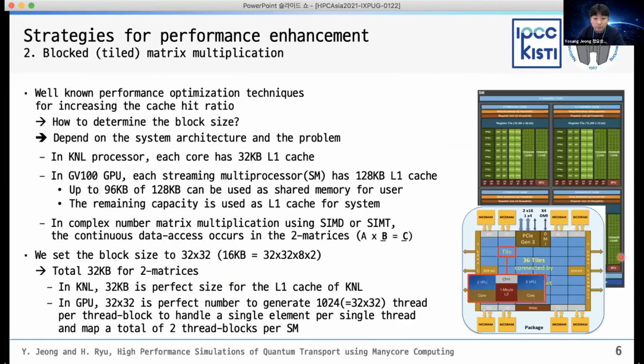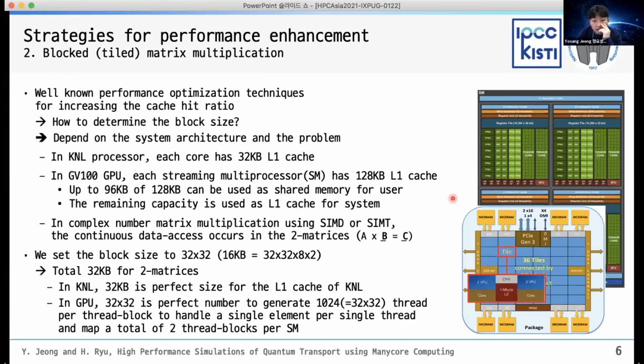And the second technique we adopted is block matrix multiplication. Block matrix multiplication is a well-known performance optimization technique for increasing the cache hit ratio. But the major question is how to determine the block size. Our answer is that it depends on the system architecture to be used and the problem to be solved.